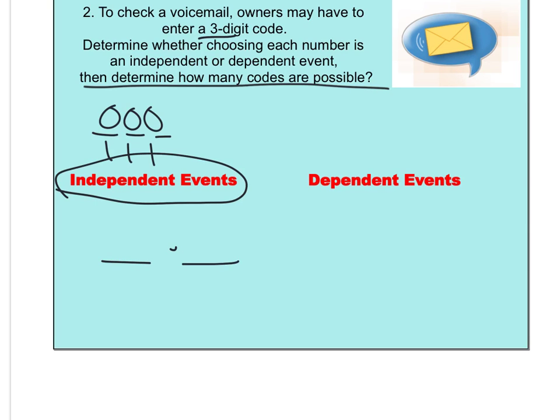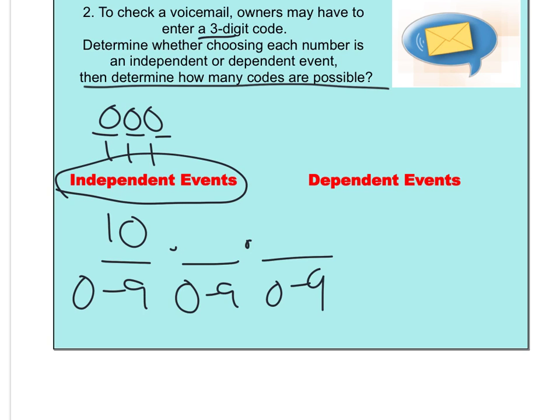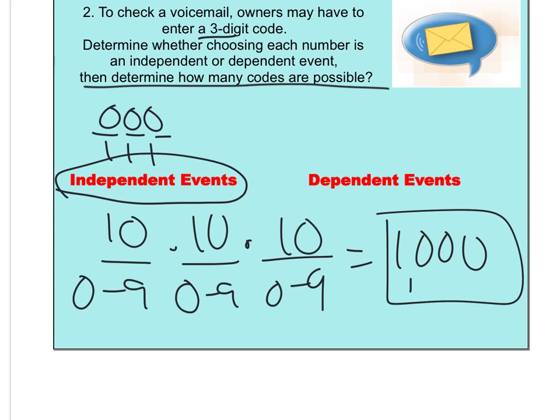So again, I look at how many different choices I can have. Well, 10 digits, 0 to 9, 0 to 9, 0 to 9, so 10 times 10 times 10. So I've got 1,000 different variations I can go through. That's what it's going to be there.